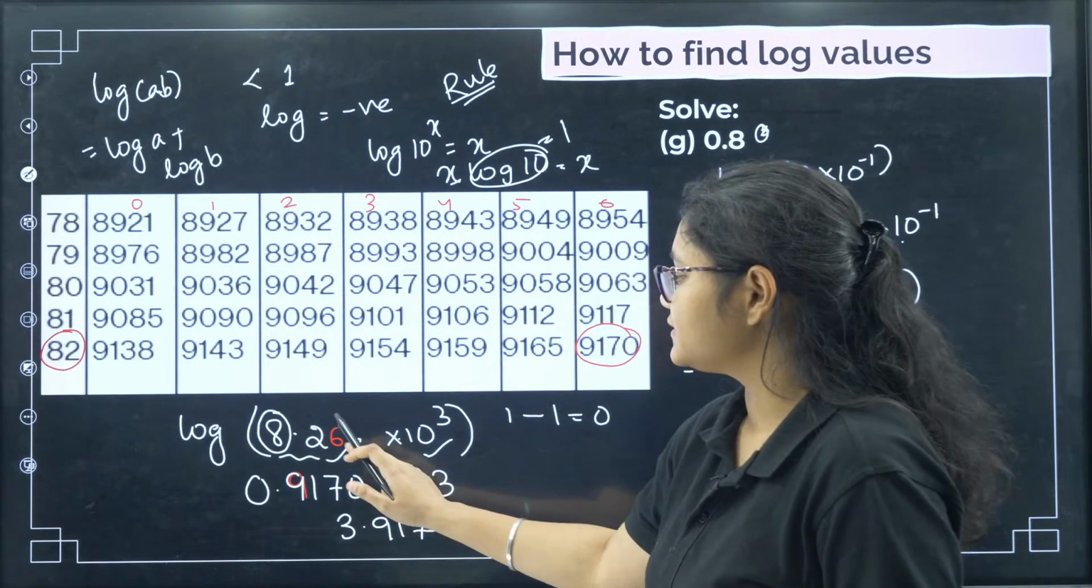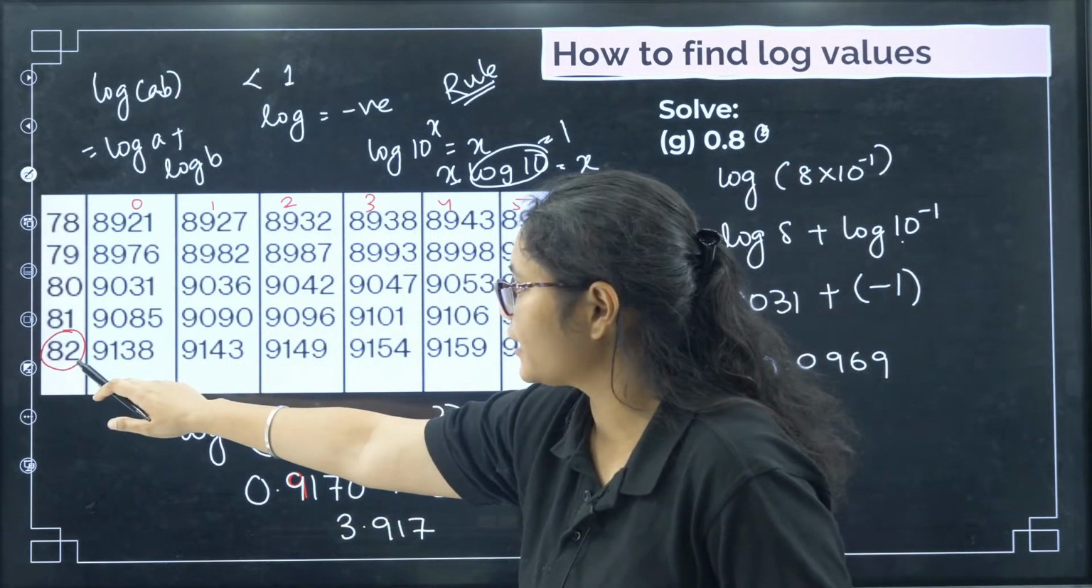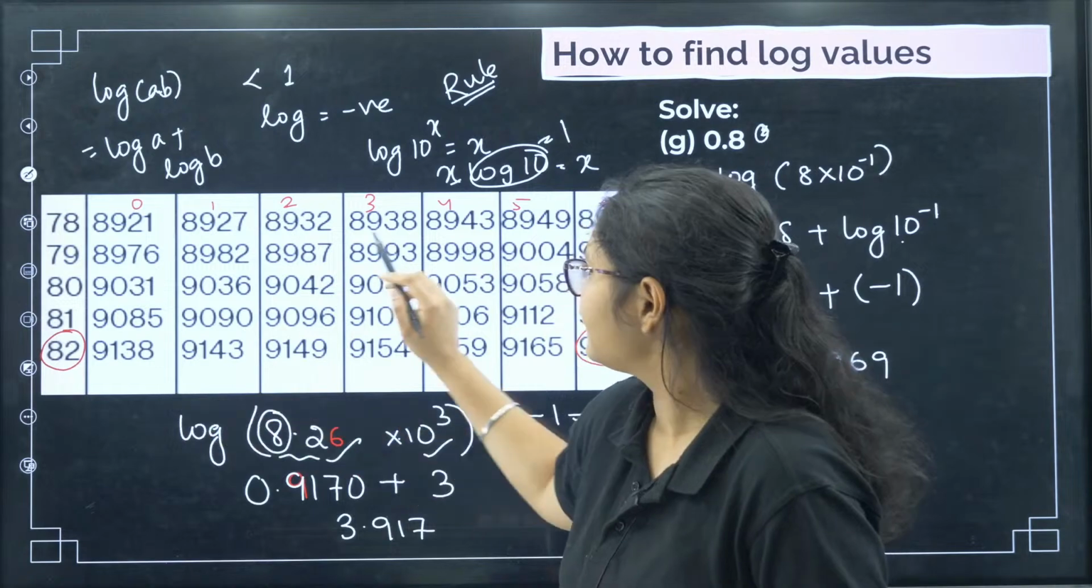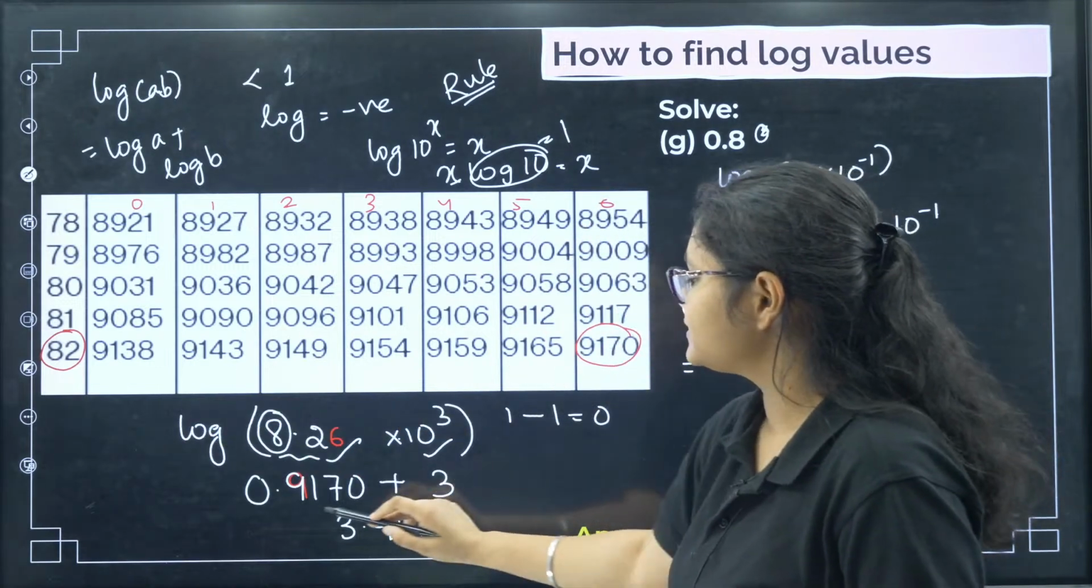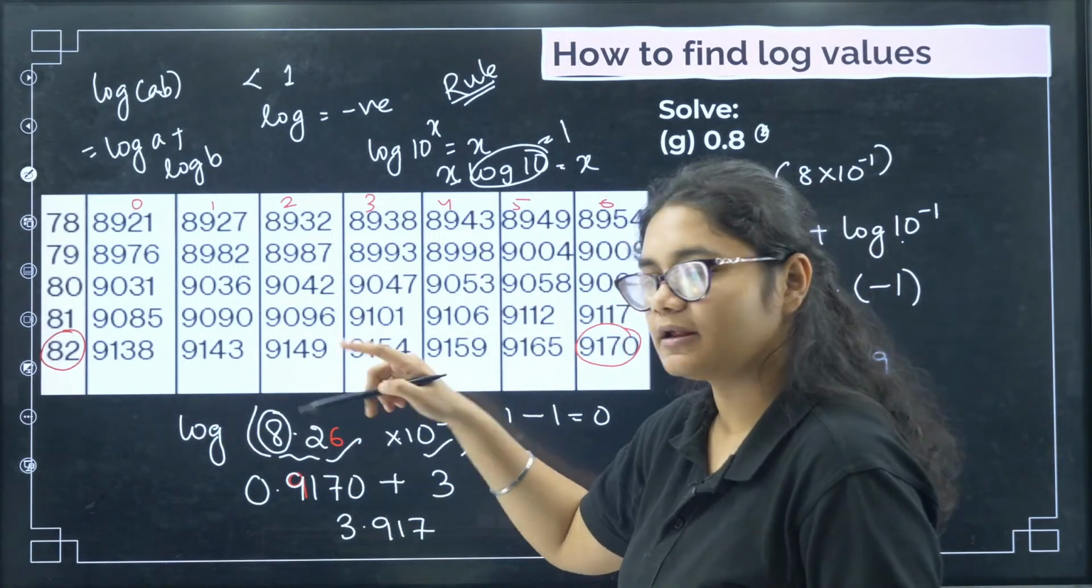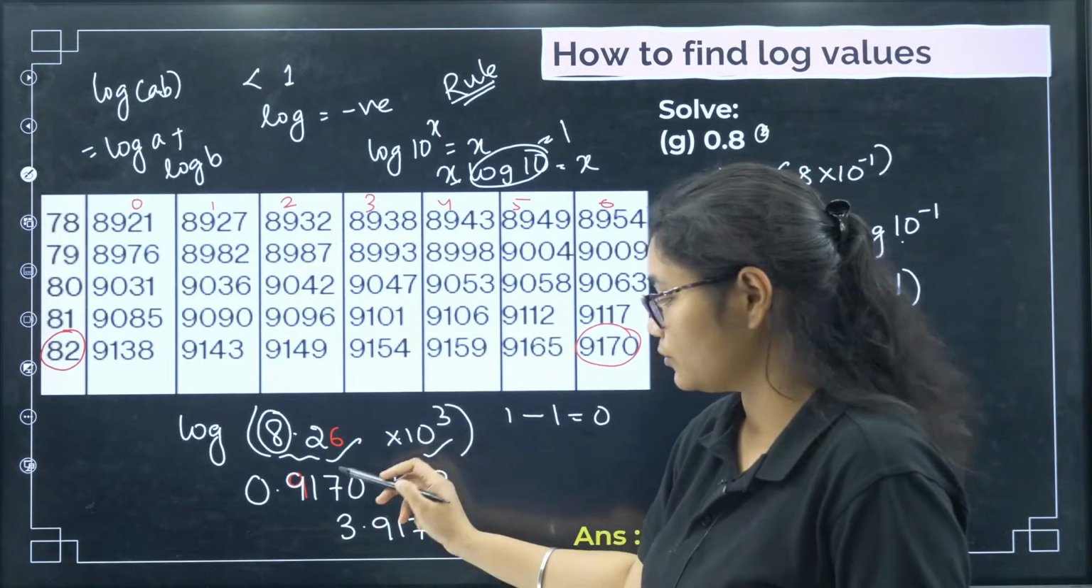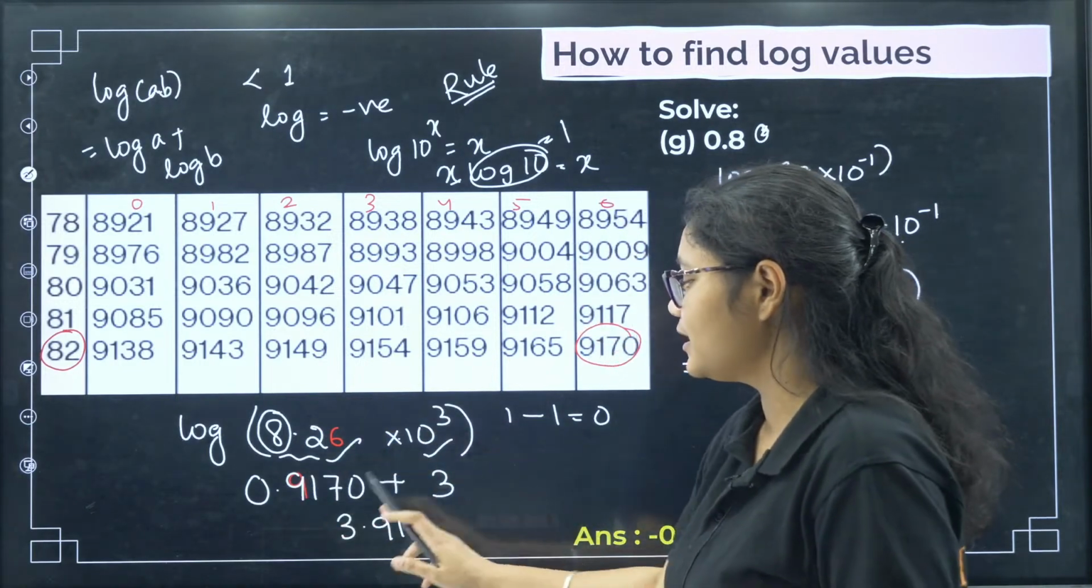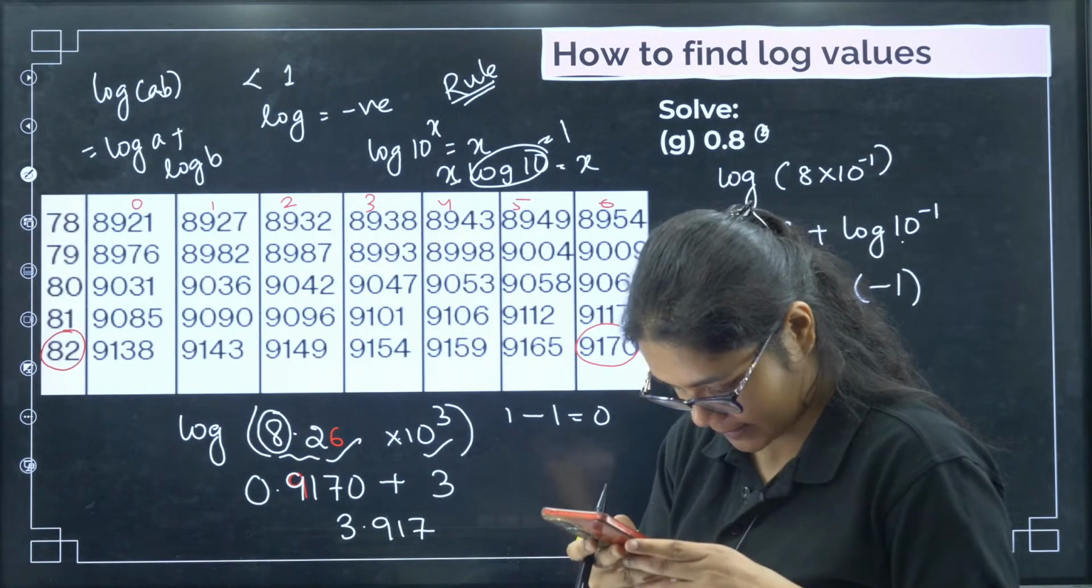Then 826. You have to see 82 first. Okay, 82 first you have to check, and then you have to check 6. 9170. There is only one number before decimal. 1 minus 1 is 0. So 0 point I have to put this number, and I'll get 3.917.